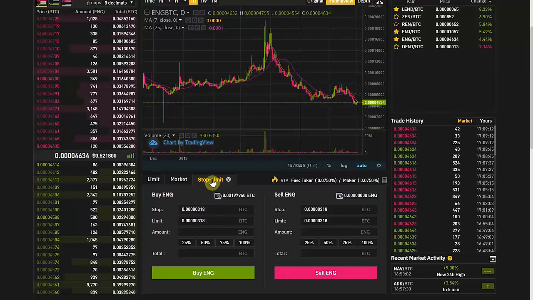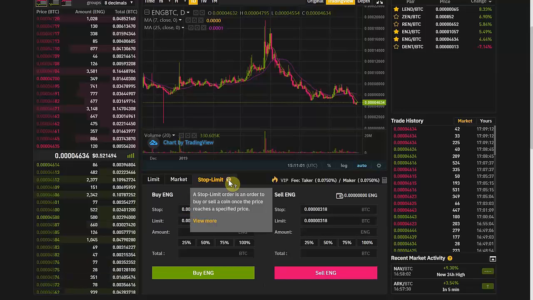What stop limit order is, you have to choose a stop price. You actually have some help here. Stop limit order is an order to buy or sell a coin once the price reaches a specified price. Okay, they don't use the word stop or limit, but okay.